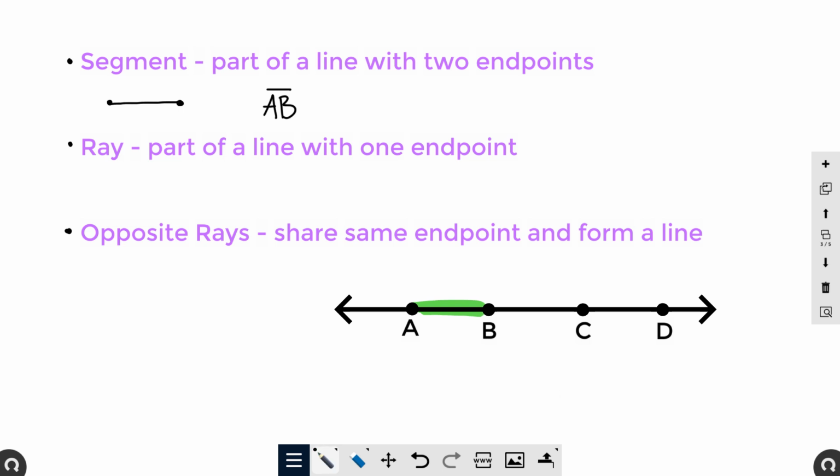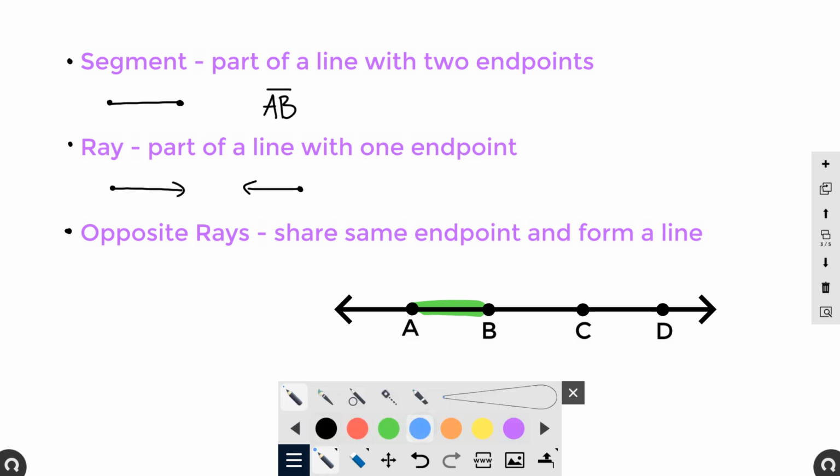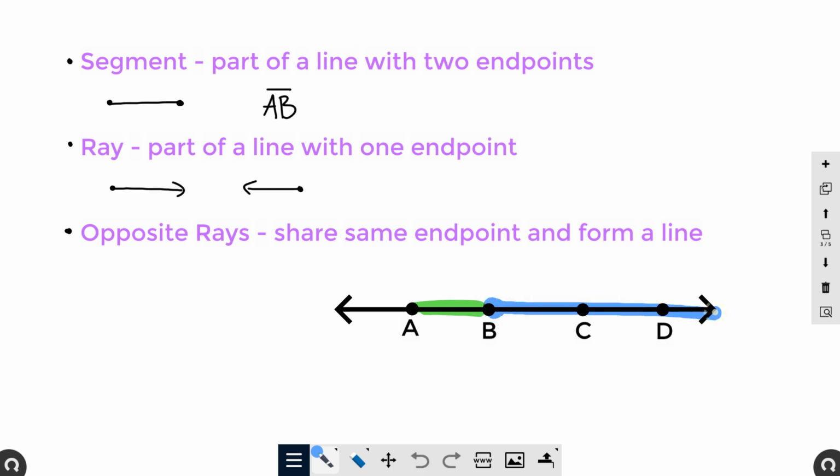Okay, a ray is part of a line with one endpoint. So a ray could have an endpoint on the left and then go to the right. It could have an endpoint on the right and then go to the left. However you name it, you draw it the same direction. So let's say that I wanted to name this ray. How would you name it?